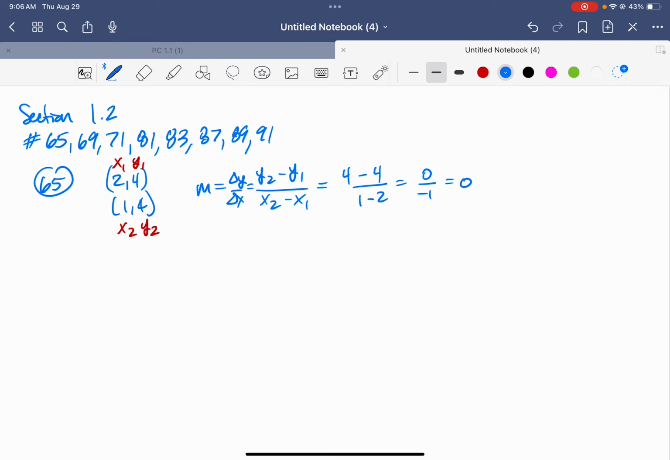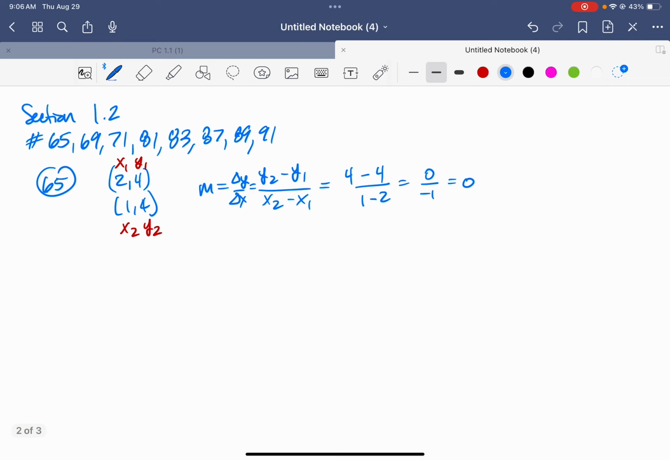So what does that tell you? That tells you that as x changes, there is no y change. That means this is a horizontal line. Again, the change in x was negative 1, and the change in y was 0, so as you move along the x, there's no change in y. So let's look at the next one.